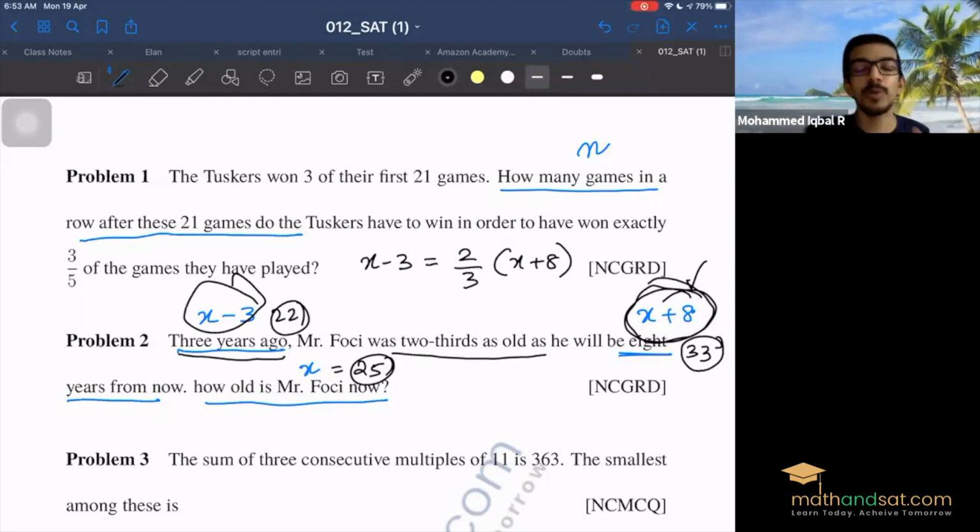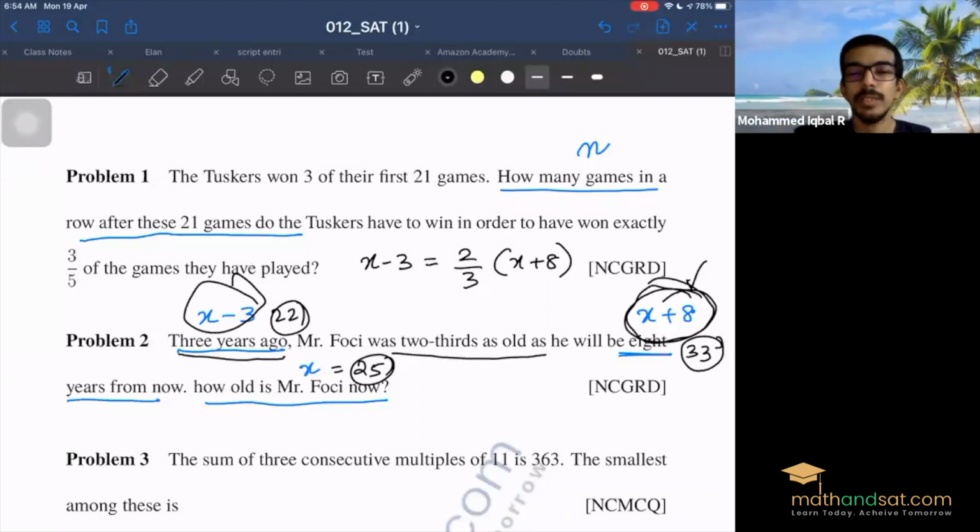I'll explain it once again. Please listen carefully. There are two numbers, and they are saying that the smaller number is 2/3 of the bigger number. And the difference between these two numbers is 11. So what will the numbers be? That's my question.